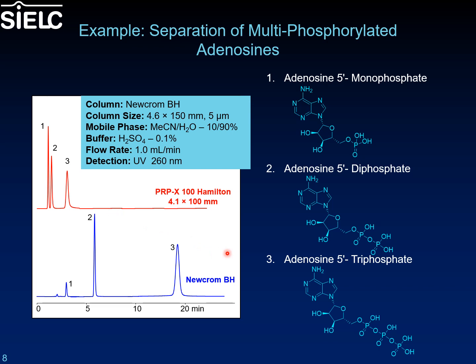However, when put through a Newcrom BH column, all three compounds elute separate from one another and all with very good peak symmetry. The reason for the difference in their degree of retention on the column has to do with the degree of ion exchange interaction that they each participate in. The monophosphate, containing the least number of ionizable groups, is the first to elute from the column, followed by the diphosphate, followed by the triphosphate.